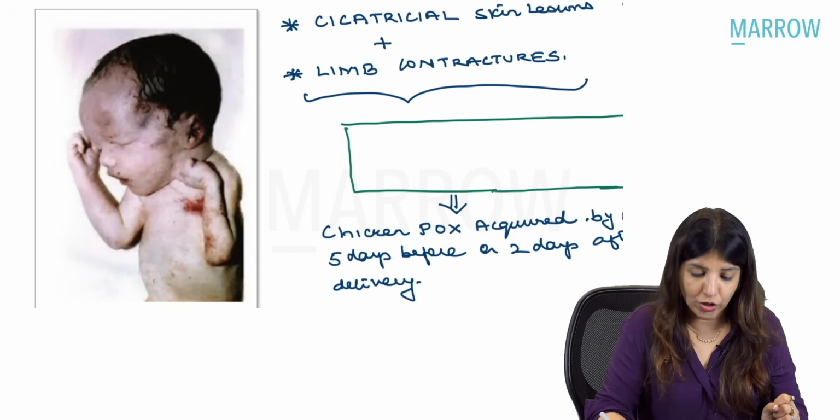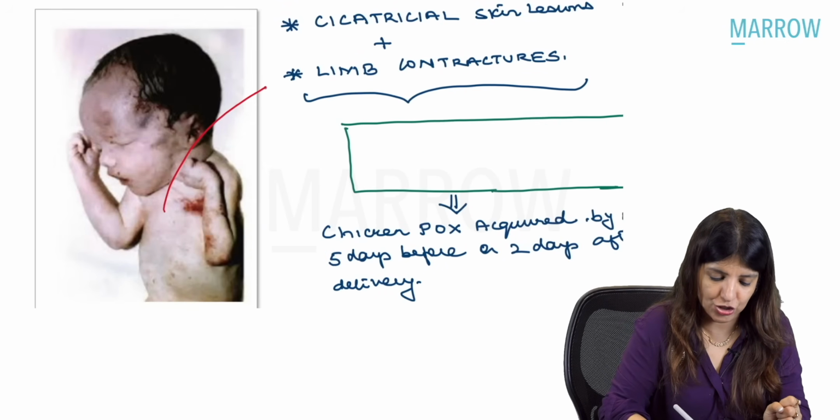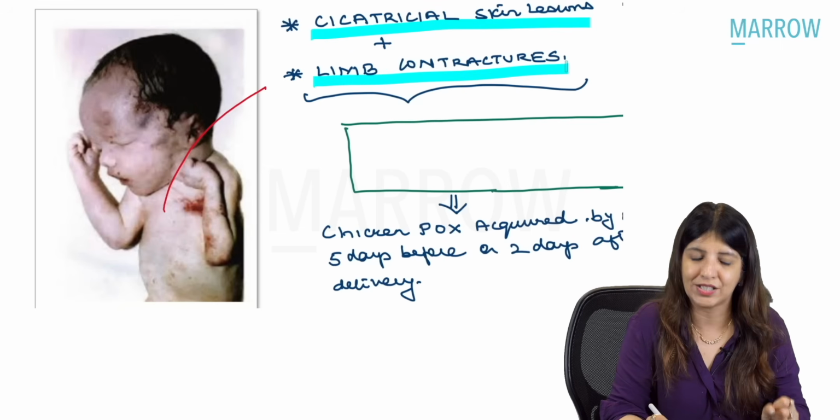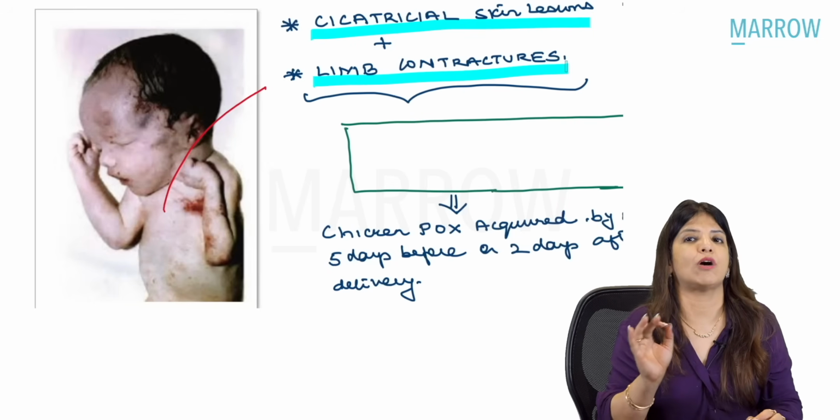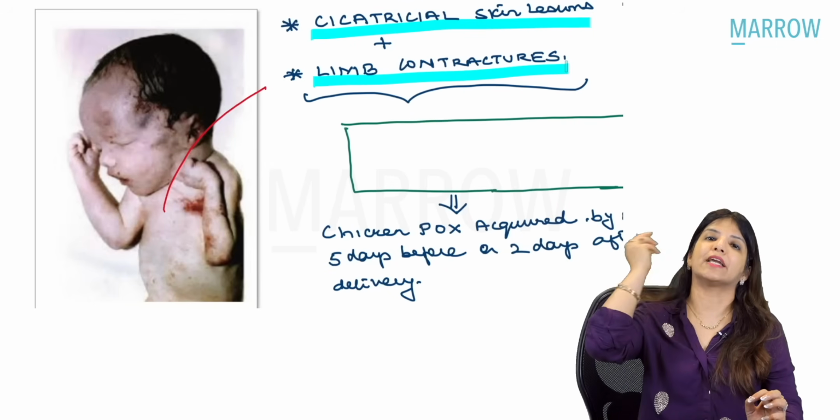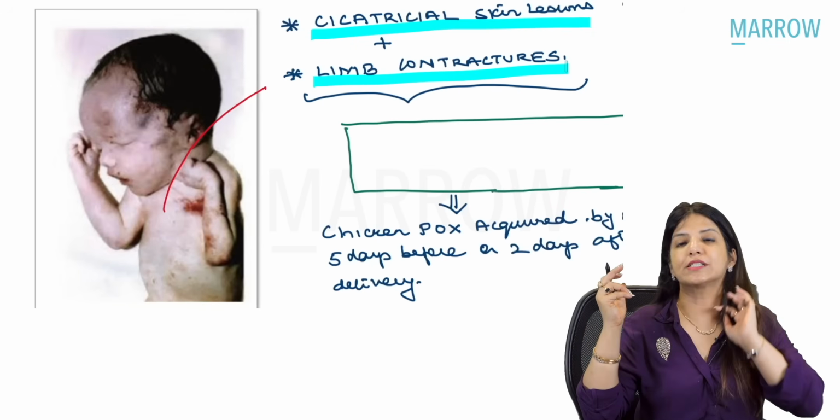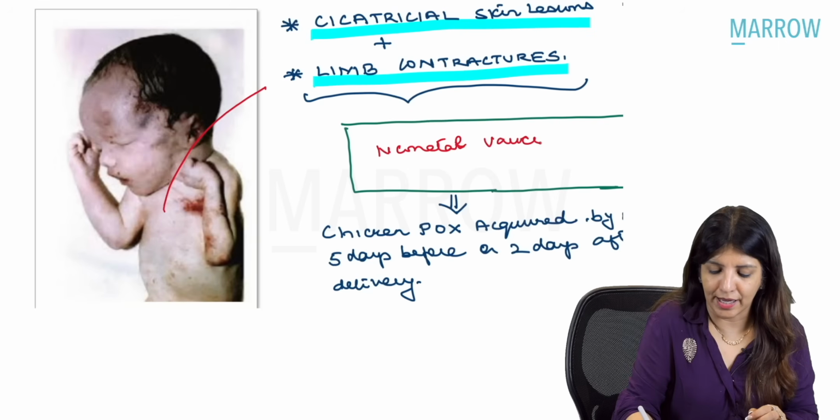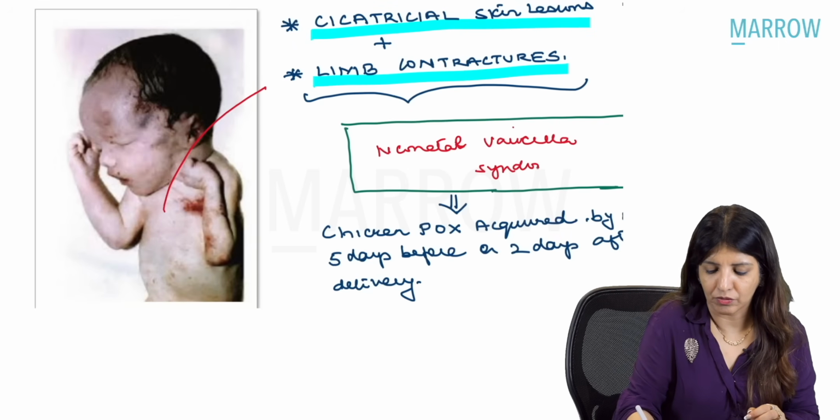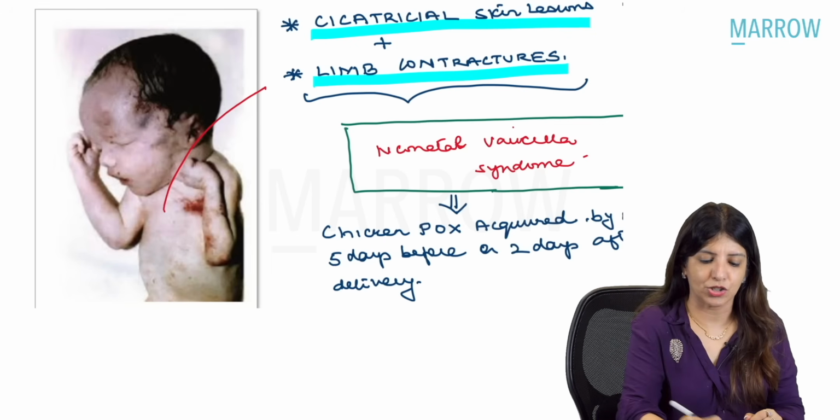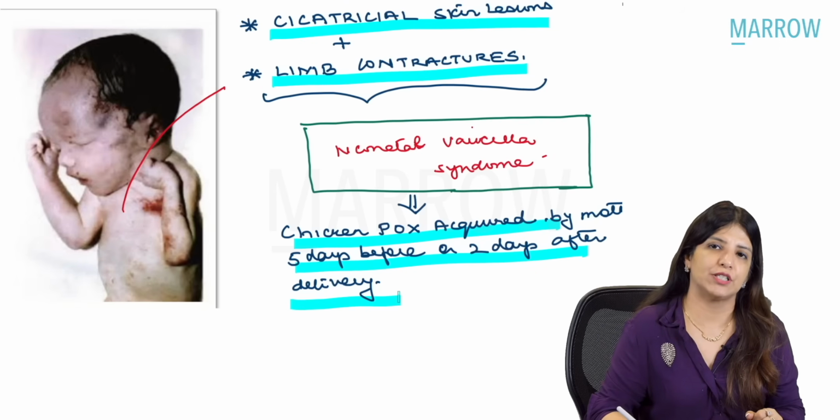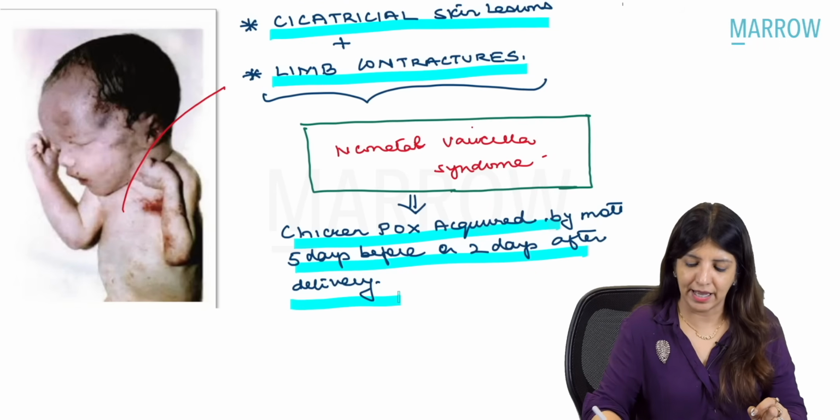Now, in this image, what you are seeing? In this image, you are getting skin lesions, right? So, there are cicatricial skin lesions and the limbs of the baby are contracted. This is how the image is going to be given, and this is how they are going to describe it, that there is cicatricial skin lesion. Whenever they use this term cicatricial skin lesion and limb contractures, this means you are dealing with neonatal varicella syndrome. Right? Neonatal varicella syndrome occurs if mother acquires chicken pox 5 days before or 2 days after delivery. Then this results in neonatal varicella syndrome.